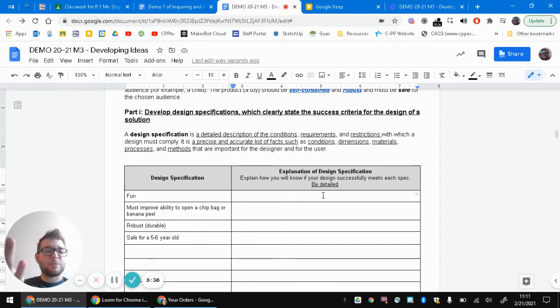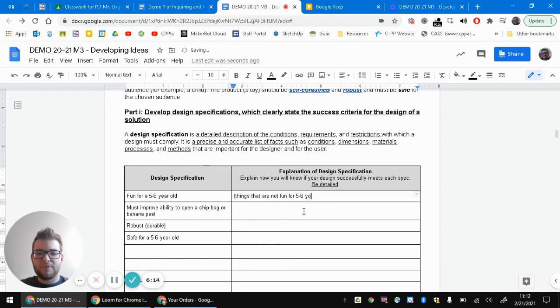All right, let's get into the explanation now. When you try to explain one of these, you have to ask yourself, how will I know that this thing is successful? Sometimes a good way to think about this is to think of things that are not meeting the design specification. So for a 5 to 6 year old, and I might want to make this more specific, fun for a 5 to 6 year old. Okay. So for starters, I like to think, what are things that are not fun for a 5 to 6 year old? I'm going to put some in parentheses.